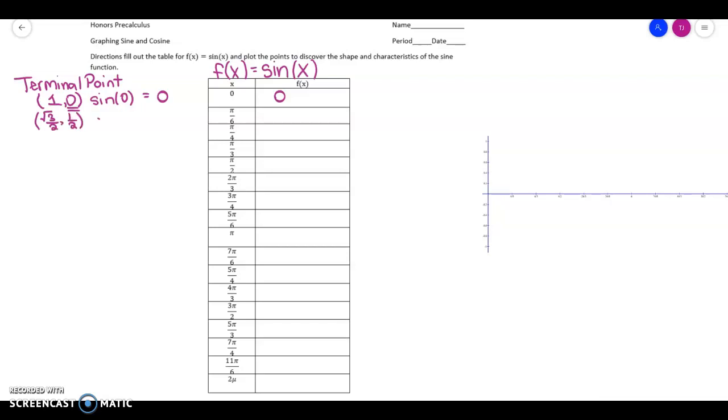And so if I want to solve for the sine of pi over 6, since sine is my y value, my sine of pi over 6 is equal to 1/2. So I'm going to go ahead and put that in the table as well. All right, and I'm going to keep going. So pi over 4, my terminal point at pi over 4, we know to be (square root of 2 over 2, square root of 2 over 2). If I want to solve for the sine of pi over 4, once again, I want my y value at pi over 4. Right, so this is just going to be square root of 2 over 2.